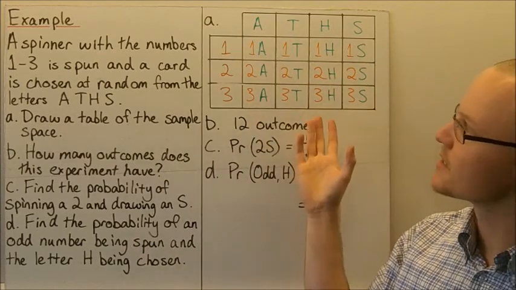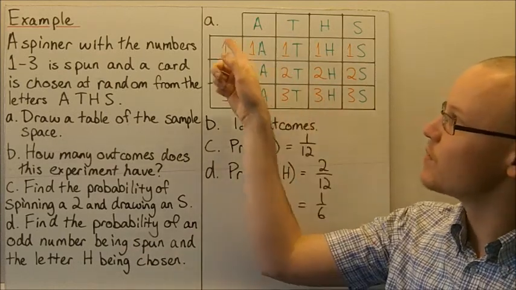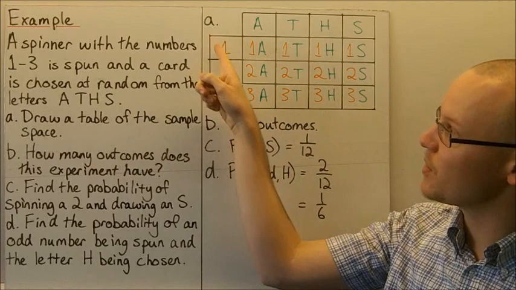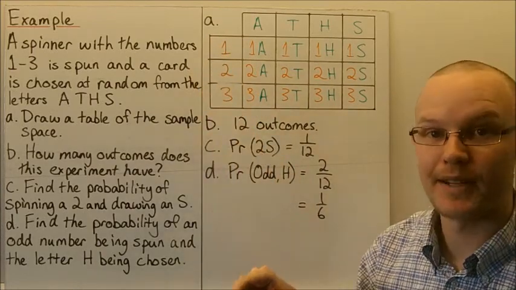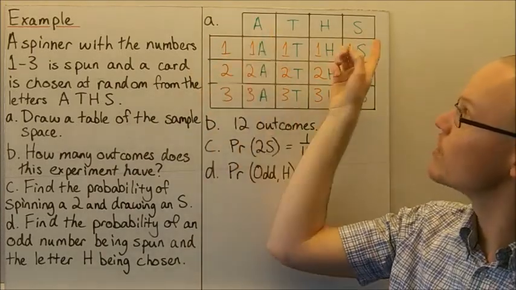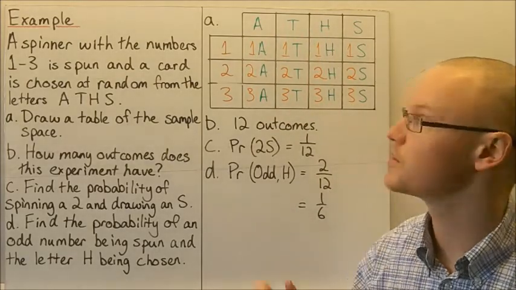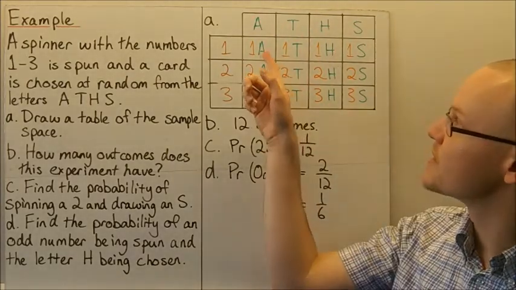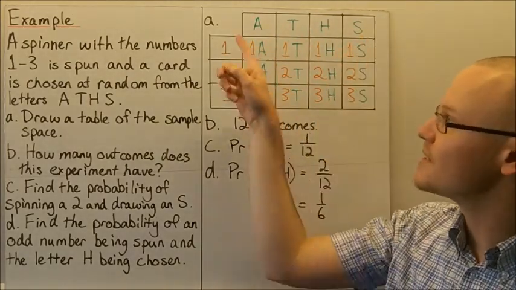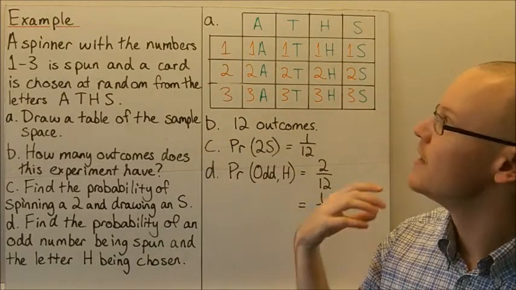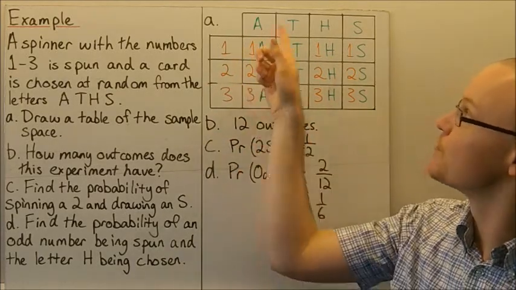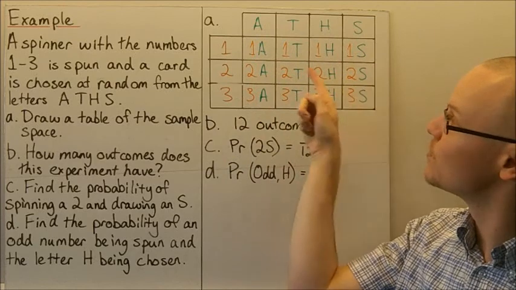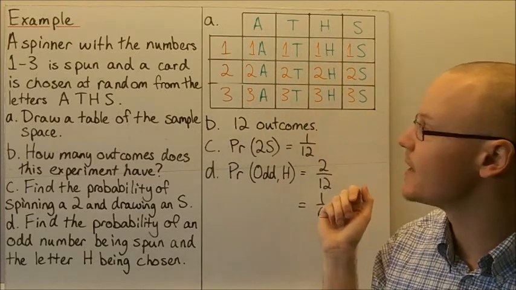So here we've got our sample space. We've put the numbers that could possibly be spun as our rows, and the columns are the letters that could possibly be drawn. So we can see that there are 4 letters and 3 numbers that can be spun, so the number of total outcomes is 4 times 3, which is 12 possible outcomes in our table here.